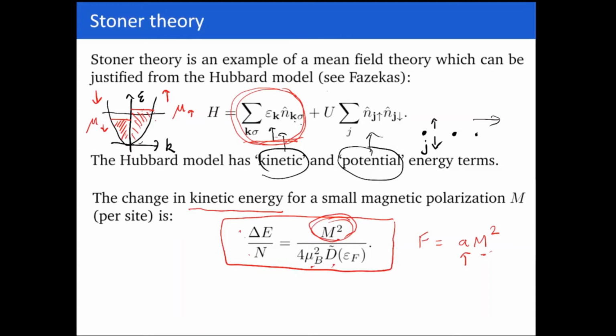So the second term here, the potential energy term of the Hubbard model with the Hubbard U, describes the interactions between the electrons, Coulomb interactions when you have them on the same site. This is the term that's going to give us a mean field and cause the ferromagnetic transition to occur. So let's have a look at that.